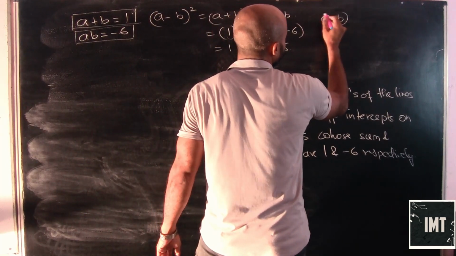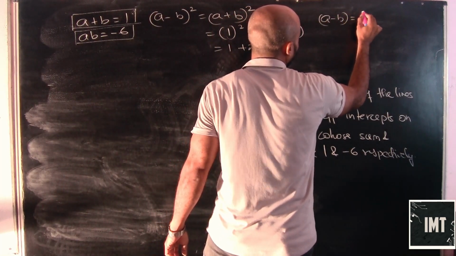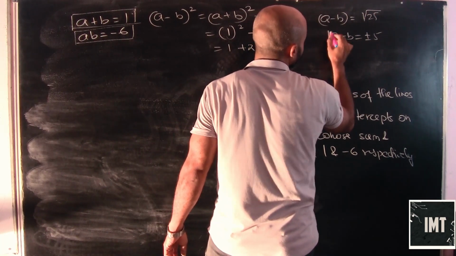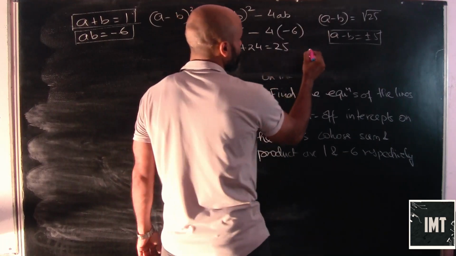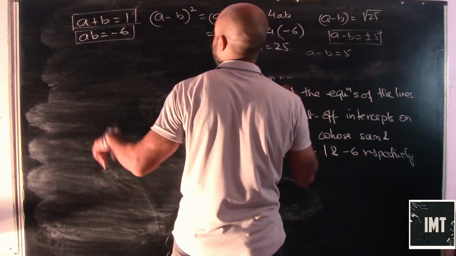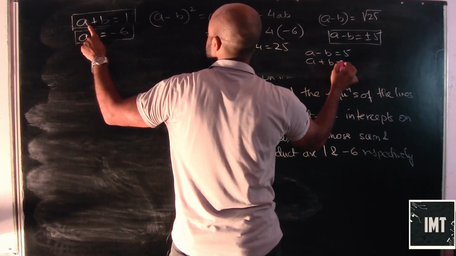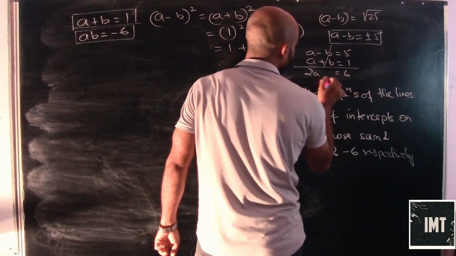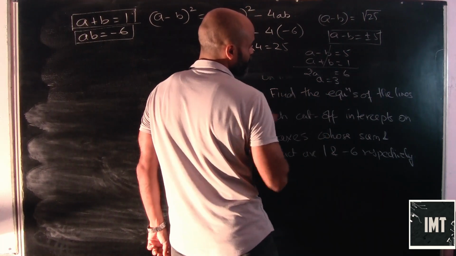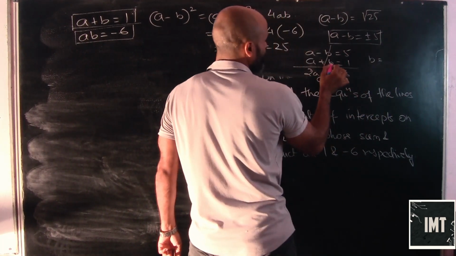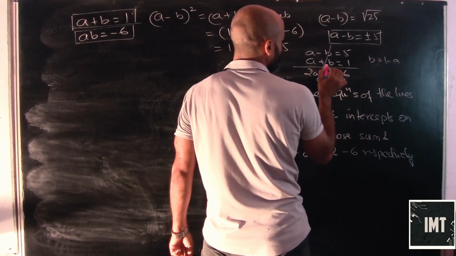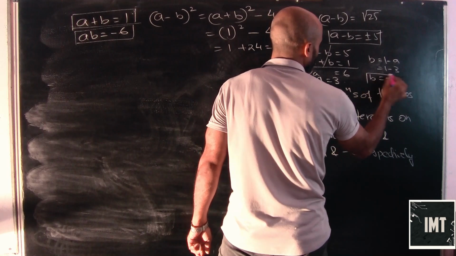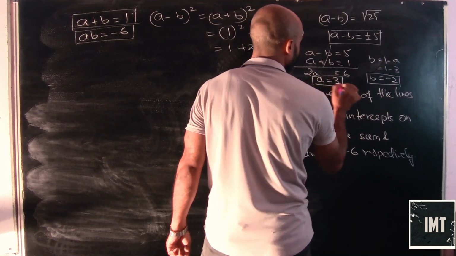So a minus b is equal to under root of 25, that will give you plus minus 5. So a minus b has two values, plus and minus 5. So if we take a minus b is equal to plus 5 and we put the value of a plus b as 1, which is given, this gets cancelled. 2a is equal to 6, that gives you a is equal to 3. In that case, the value of b will be equal to 1 minus a, that is 1 minus 3, that is minus 2. So we have one set of values here as this.